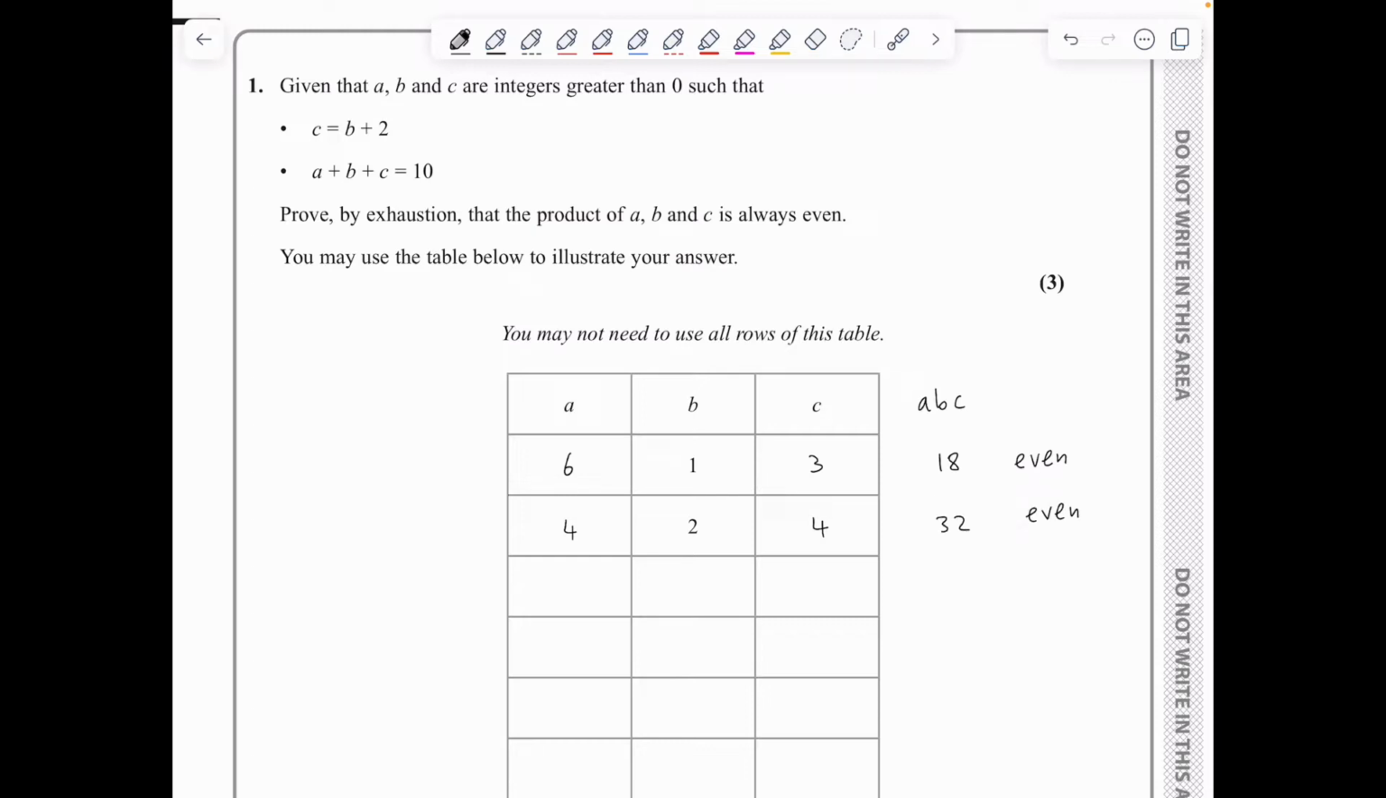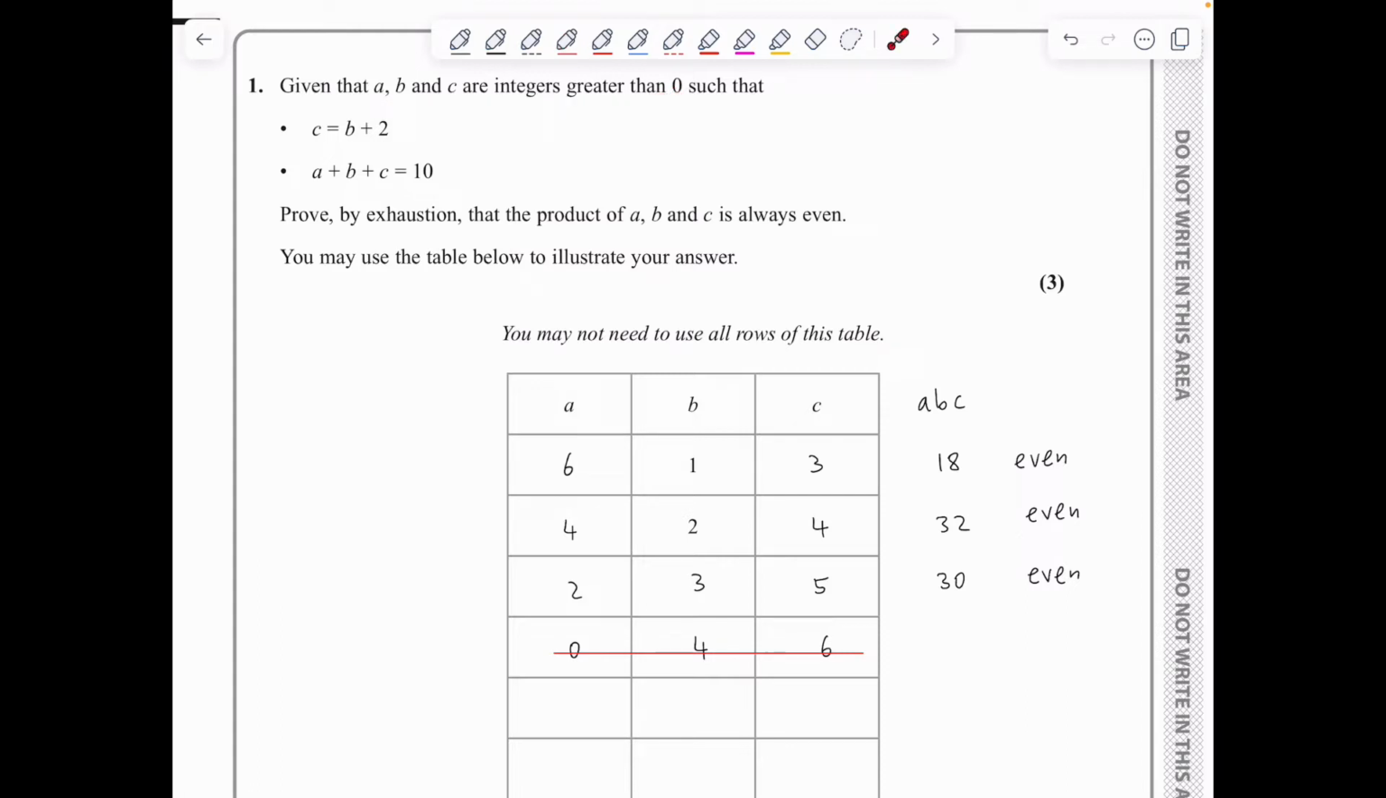And we can proceed with b being 3. Now if b is 3, then c is 5, and a is 2. So 2 times 3 times 5 is 30, which is even. And I can further proceed with b being 4. Well, if b is 4, then c is 6, and a is 0, which is not allowed because we were told at the beginning that a, b, c are integers greater than 0.